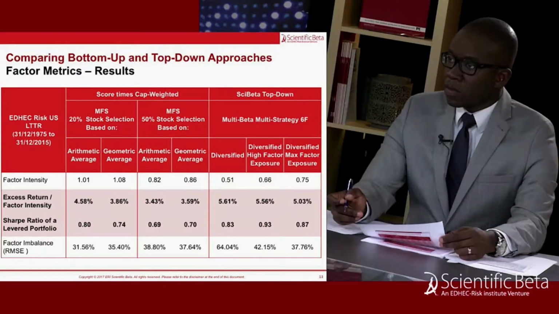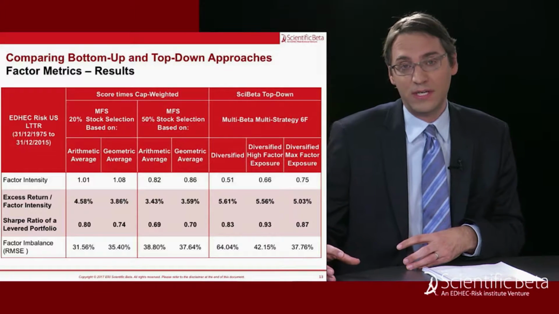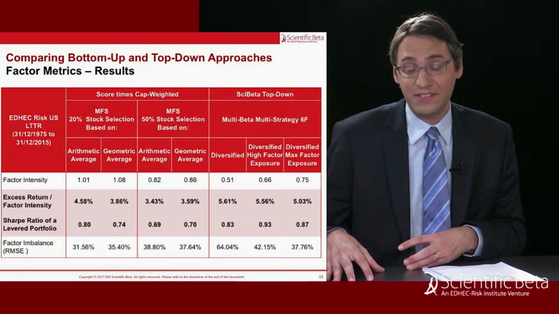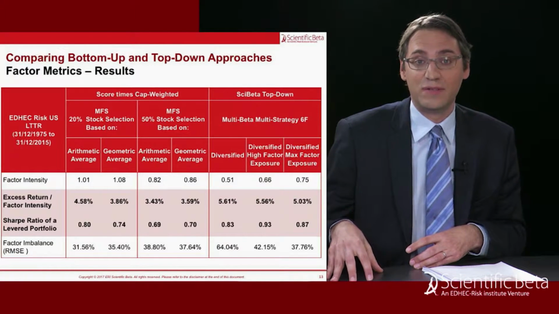Now, what that means is that ultimately, even if you wanted to increase your factor intensity to those levels of about 1 or slightly larger than 1, you could actually use the top-down indices and simply allocate more to these indices, and you could reach the same level of factor intensity, but you would have better risk-adjusted return at that level of factor intensity.